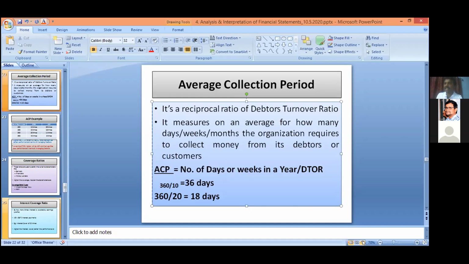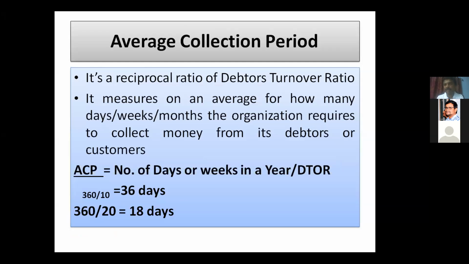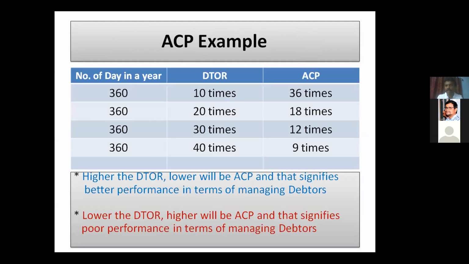It measures the efficiency of the recovery department of the organization. So inventory turnover ratio measures the efficiency of the sales department, and debtors turnover ratio measures the efficiency of the recovery department. I hope you saw the ACP example, which I showed there. With 10, 20, 30, 40, see how the average collection period changes. As the debtors turnover ratio increases, the average collection period keeps decreasing.